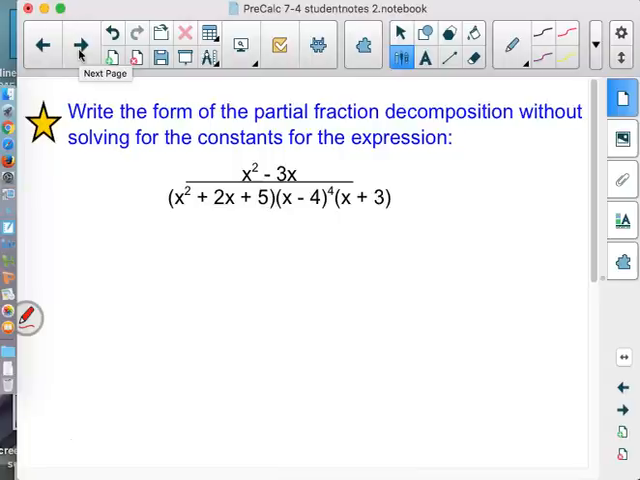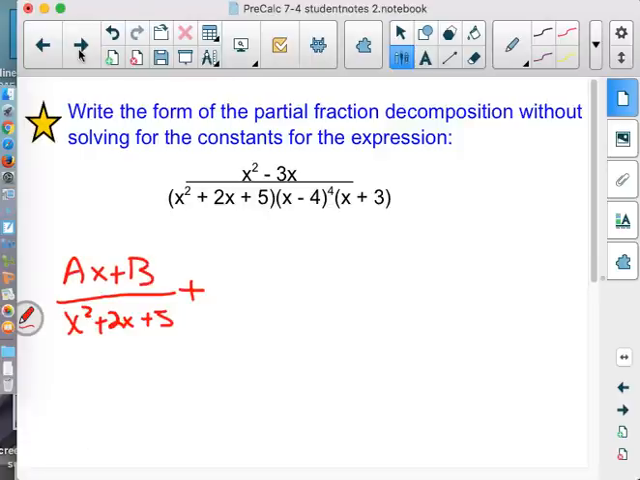Write the form of the partial fraction decomposition without solving for the constants. Woohoo! That means all we have to do is make sure we've got the A's and the B's and the C's all set up, and we don't have to actually do it. But is it factored as much as it can be? Questionable. Two numbers that multiply to 5 and add to 2. Rats. Irreducible quadratic. These are factored. All right, so first denominator would be our x squared plus 2x plus 5. What would that mean on the top of it? Ax plus B.